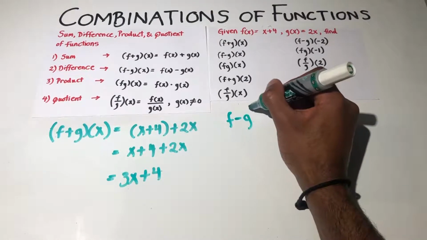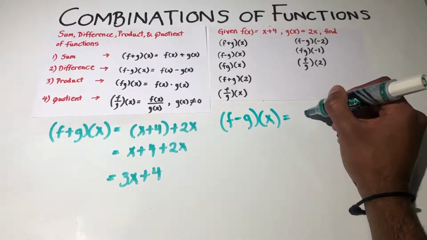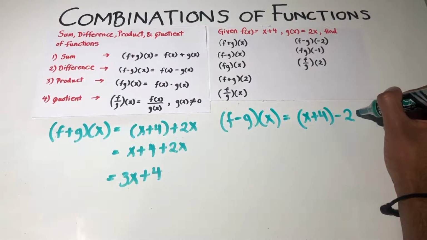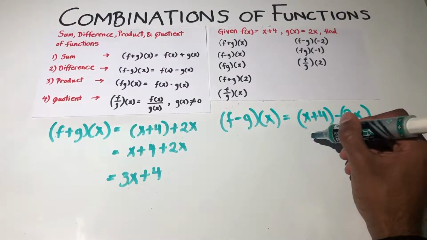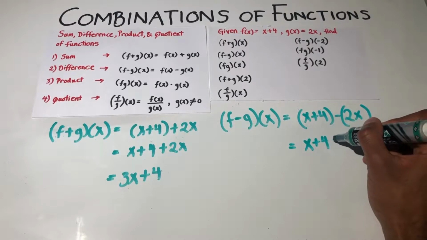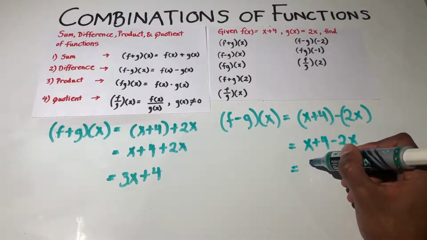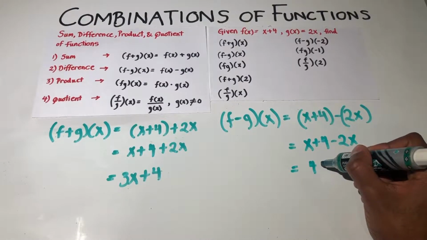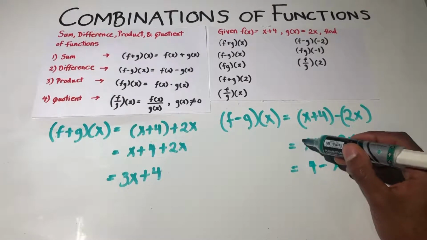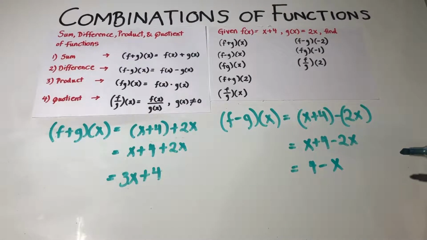For the next problem, we have f minus g of x. That's going to give us x plus 4 minus 2x. Now if you break down the parentheses, it's going to give us x plus 4 minus 2x. And if you group like terms, that's going to give us 4 minus x, since the leading coefficient here is 1, and 1x minus 2x is just negative x. So we'll just leave it like this.